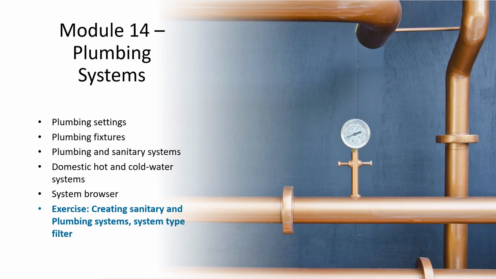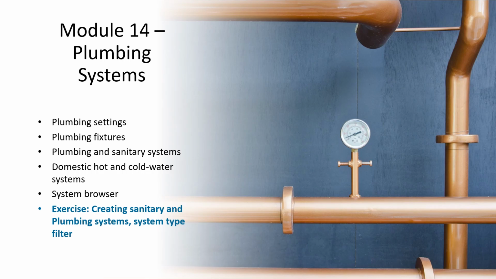We then look at plumbing and sanitary systems, including how to define system types, connect fixtures, and manage flow direction and pipe sizing. We also cover domestic, hot, and cold water systems, showing how to model supply networks that meet building requirements and support fixture demand. The system browser helps us organize and review active plumbing systems, making it easier to manage complexity and ensure coordination.